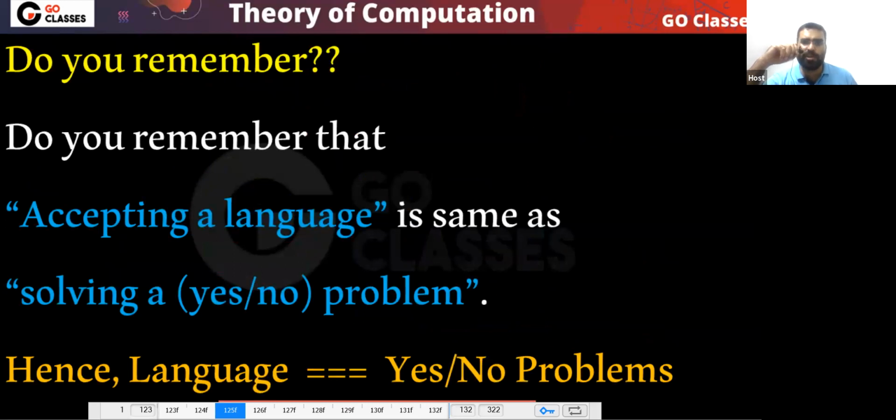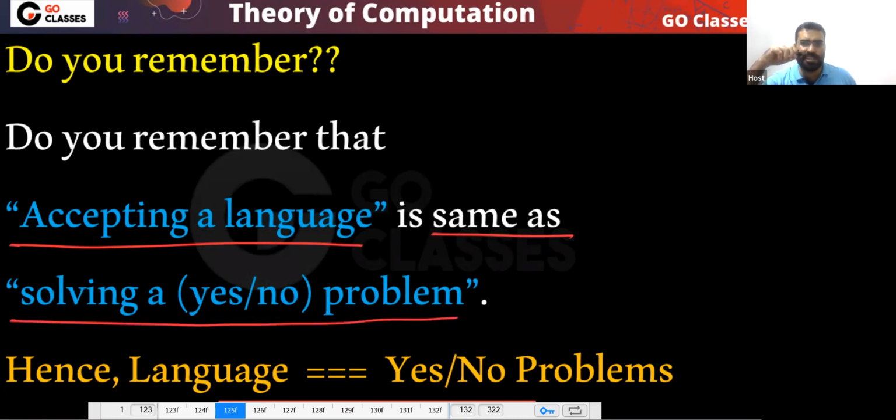Do you remember in the first class what I told you? I told you, why do we accept a language? What is interesting about this language? In theory of computation, why are we accepting languages? What is interesting about these languages? These languages are not boring. What will they do for us? I told you that accepting a language is basically the same as solving a yes-no problem. This we have already seen. Now you tell me, for example, this language, which problem will it solve?